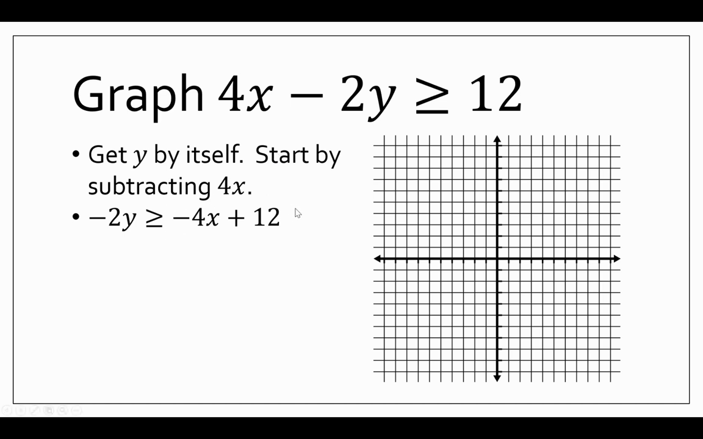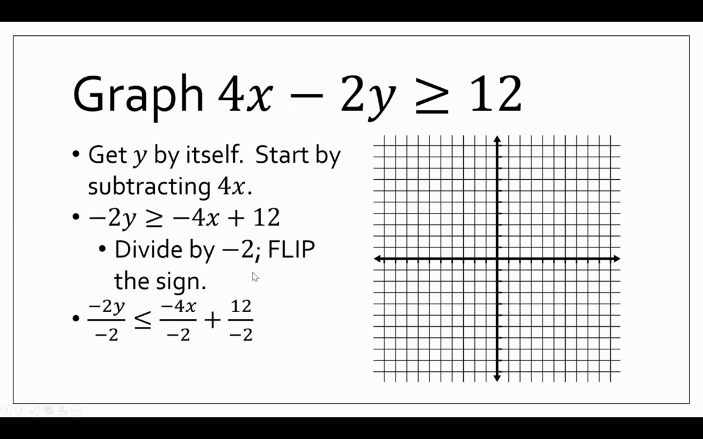When we write this, we want to keep it in this mx plus b kind of format. Then to get rid of the negative 2, we divide all of the pieces by negative 2. But remember, we're dividing by a negative, so we have to flip the sign. Dividing by a negative means flip the sign. So as we divide all things by negative 2, we're going to get y is now less than or equal to 2x minus 6. So y less than or equal to 2x minus 6.